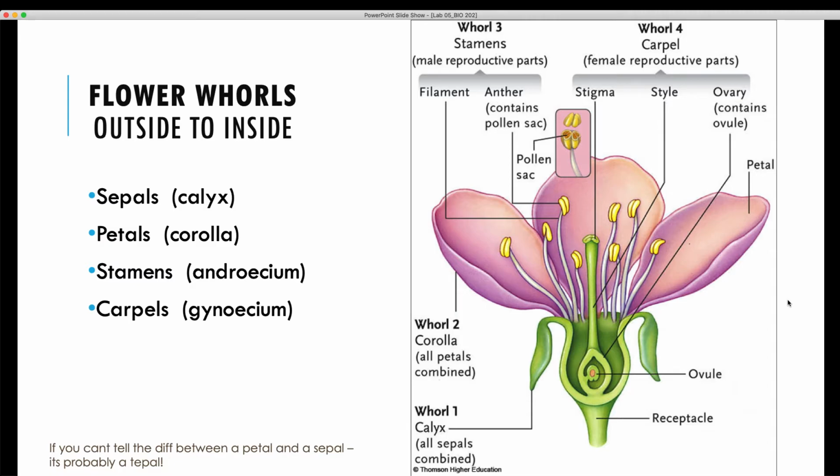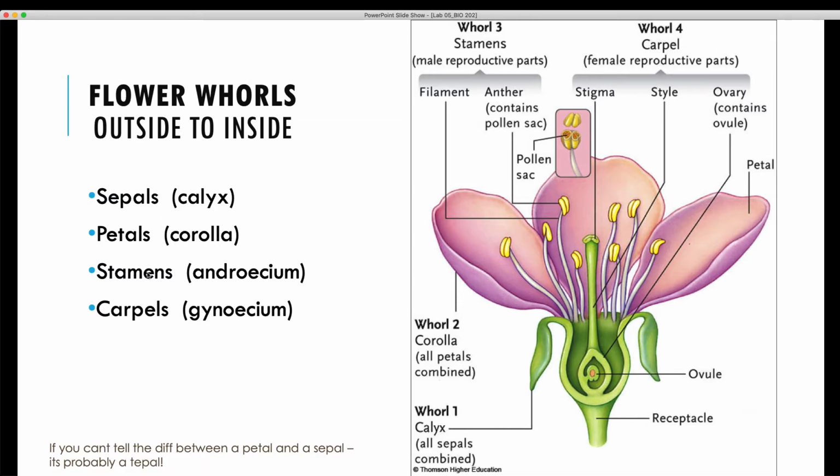So these plants produce flowers. You're going to be responsible for flower anatomy. From the outside to the inside, the sepals are on the outside. These are little protective leaves that protect the petals. We have the petals, which you may also see called the corolla. For the sepals, you may see the term calyx.